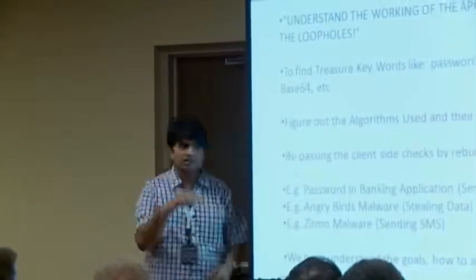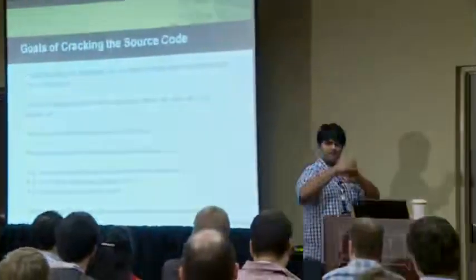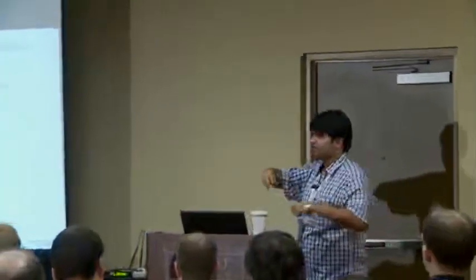Third, Zitmo malware. Zitmo was a malware which spread in the market. Even this was behind a game. We downloaded the malware, we reverse engineered it, and we saw that it was sending premium SMSs to a specific number. Every time it sent an SMS, $3 were getting deducted. You were charged. So this is another example.